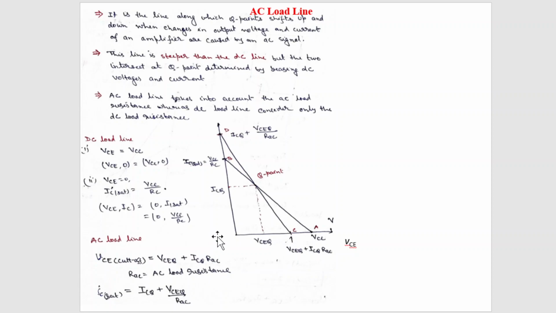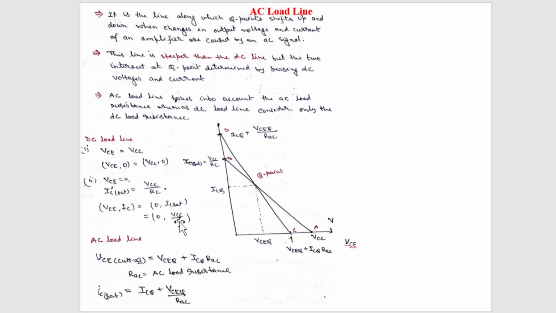Another end point, that is D, can be written as small i capital C saturation, the collector current, equal to ICQ plus VCEQ divided by RAC, where RAC is the AC load resistance of the transistor. In case of the DC load line, whatever RC we have used, that was the DC load resistance. That is what I have explained in the theory part of the AC load line. So this is the theory of the AC load line.